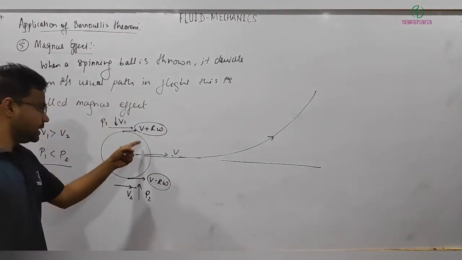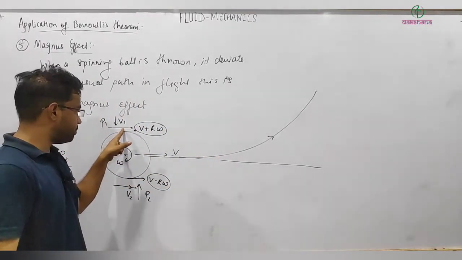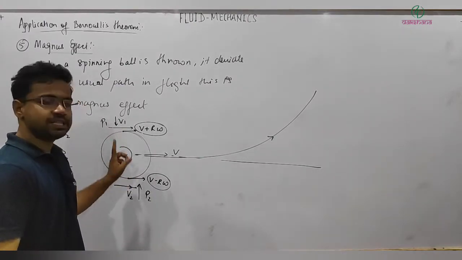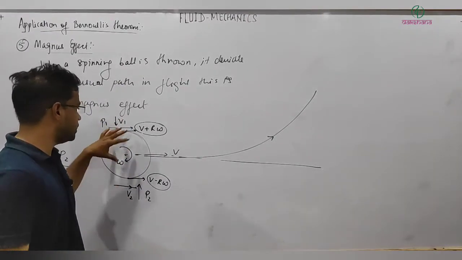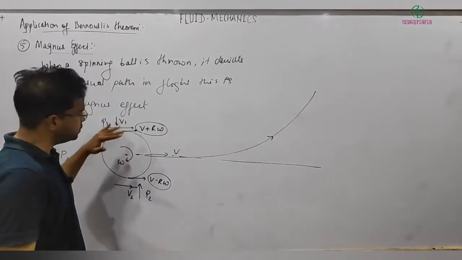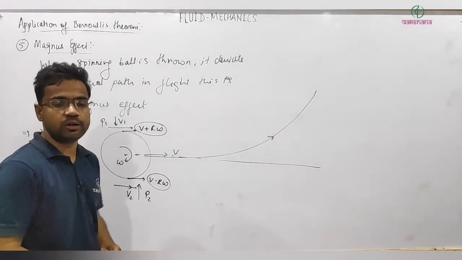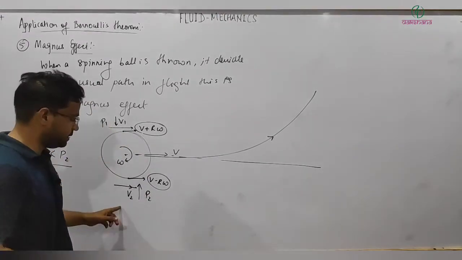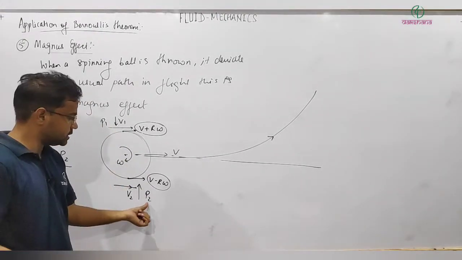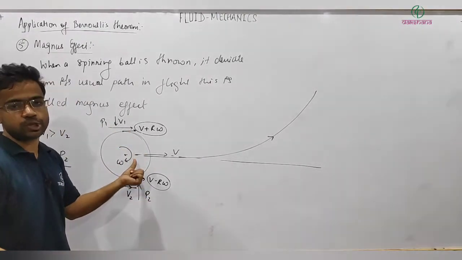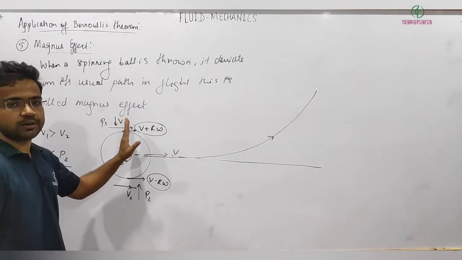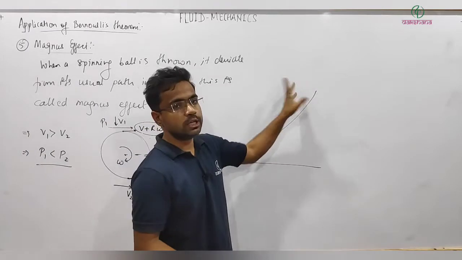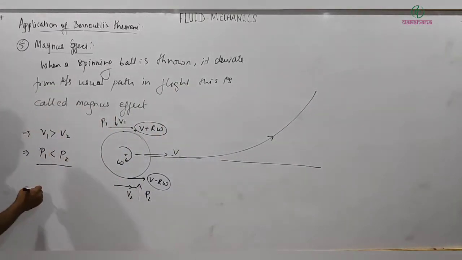Because of spinning, the velocity of these 2 points is different, so the air which is in contact with this ball will have different velocities on both sides, and ultimately from Bernoulli's principle I can say velocities are different, pressure will be different, and this difference in pressure will apply some force on this ball. If this is higher pressure and this is lower pressure, the net ball will experience an upward force, and because of that it turns. This actually plays an important role.